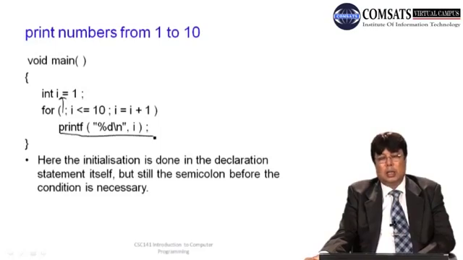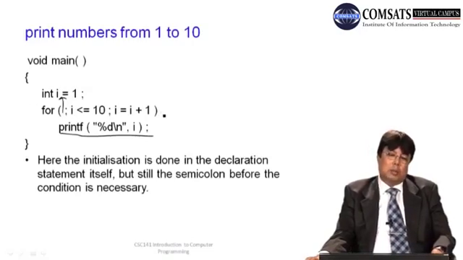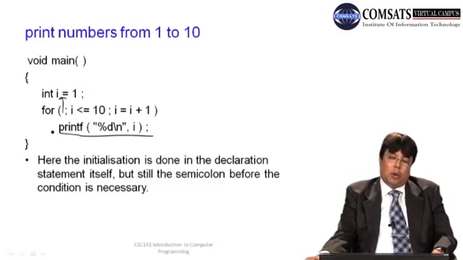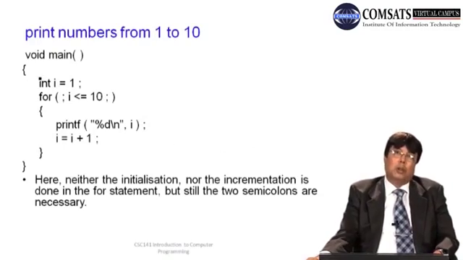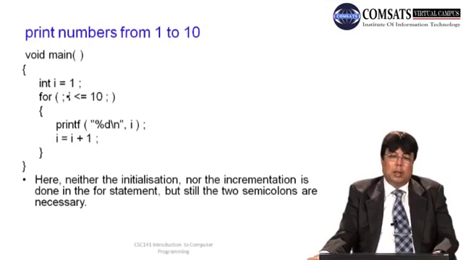Students, please note that there is no semicolon here. The for statement is not completed yet until you provide some statement. So this statement is the body of the for loop which is terminated by the semicolon. Okay? Next, neither initialization nor increment is the part of the for loop. Initialization is done before, increment is done within the body of this for loop. Yet this for loop will work, but the important point is two semicolons are still there.